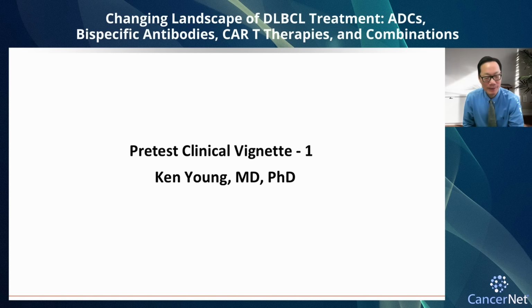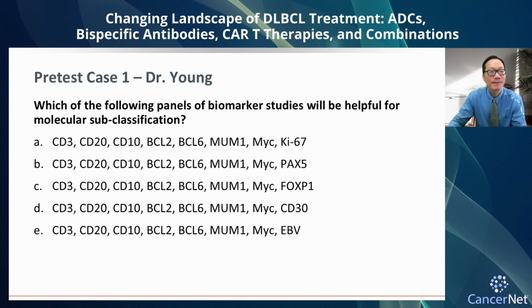So let's start with the first one, pre-test clinical questions. Which of the following panels of biomarker studies will be helpful for molecular subclassification in DLBCL? We have 5 different options, including CD3 T-cell markers, CD20 B-cell markers, CD10, BCL2, BCL6, MUM1, MYC, Ki-67, or PAX5, or FOXP1, or CD30, or EBV.